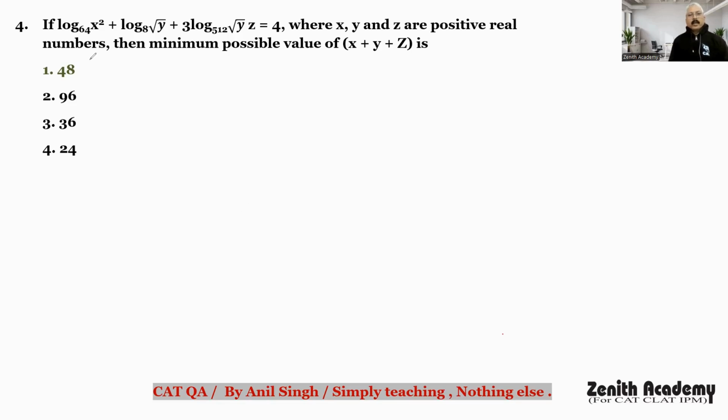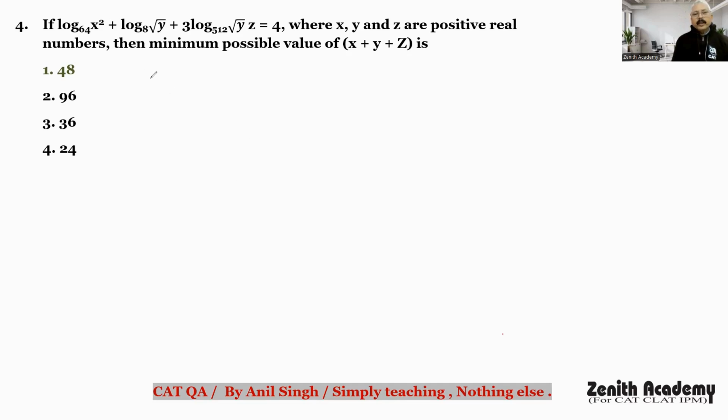Next question. If log of x square to base 64 plus log of root y to base 8, plus 3 into log of root y into z to base 512 is equal to 4, where x, y, z are positive real numbers, then the minimum possible value of x plus y plus z. Okay. So minimum possible value of x plus y plus z.